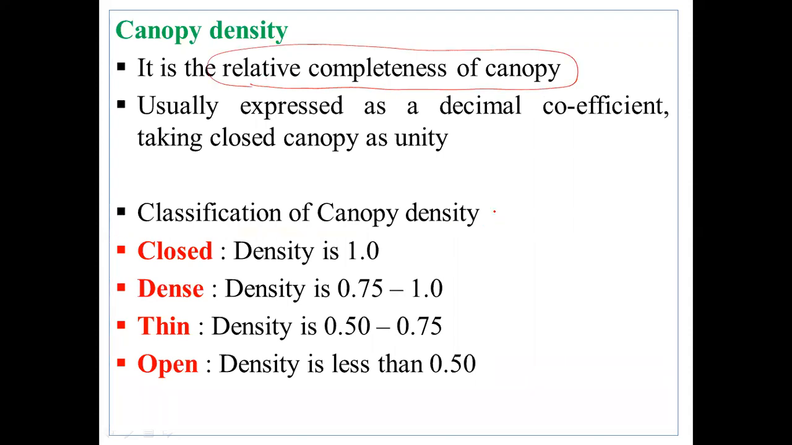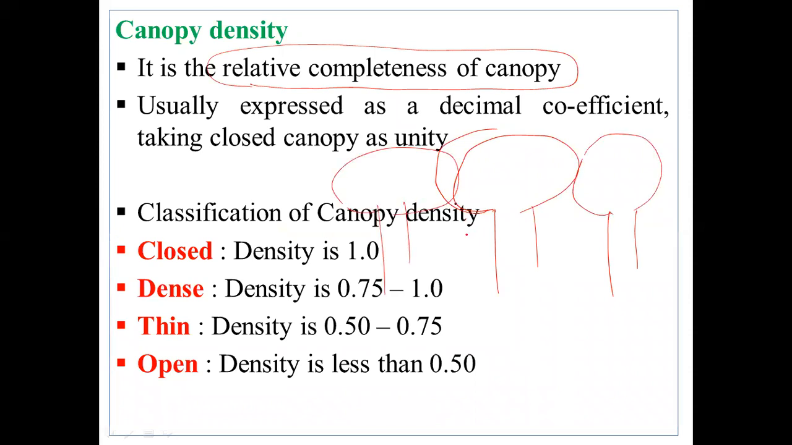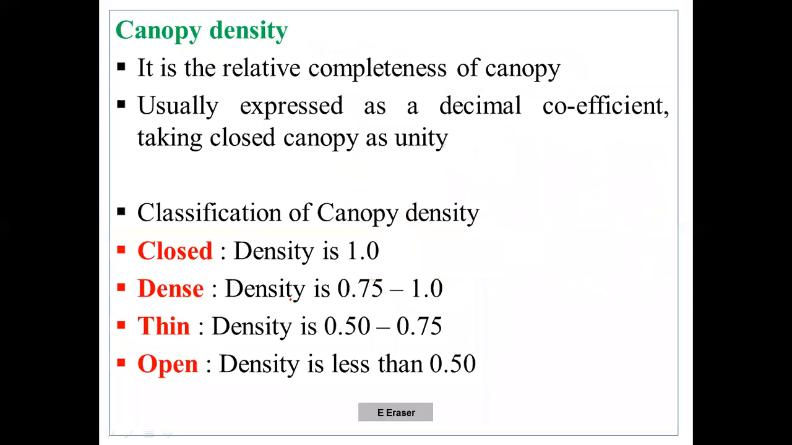Suppose this is one tree, and there is another tree here. So this is the canopy, and how closed the canopy is matters. If there is a complete closure, that will be considered a closed canopy. If there is a moderate canopy closure, that will be called dense, and if it is still lower in nature, that will be called thin. Like this there is a classification. It's the relative completeness of a canopy.